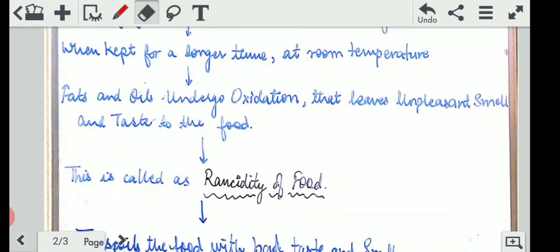That is very harmful to the food. It makes it inedible. फिर उसके बाद हम उसे खा नहीं सकते. It becomes a harmful substance to our body. And that process is only called as rancidity of food.